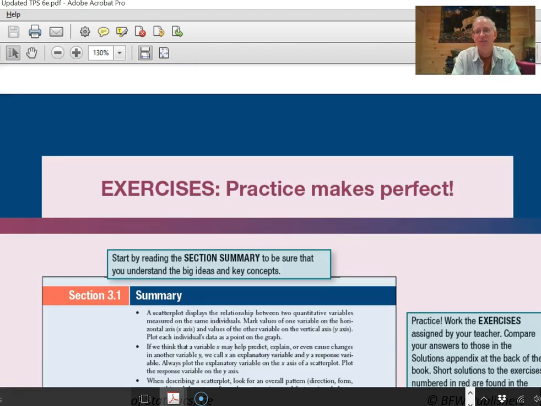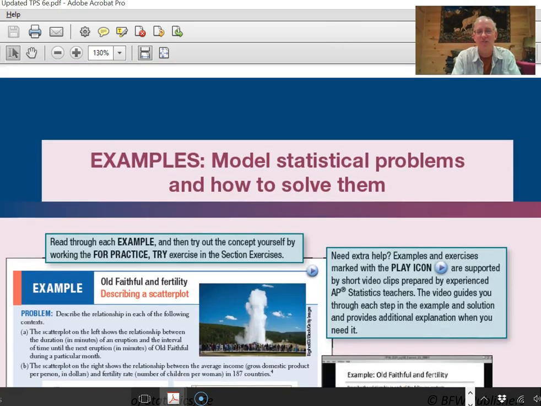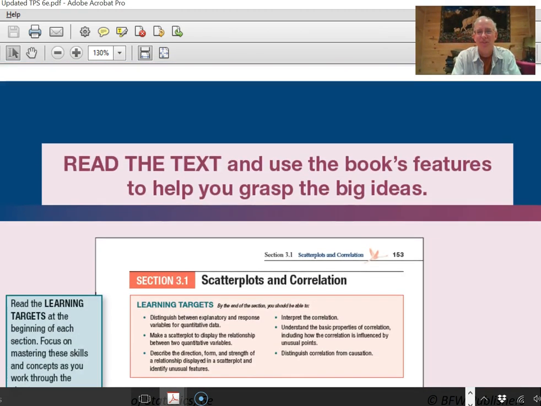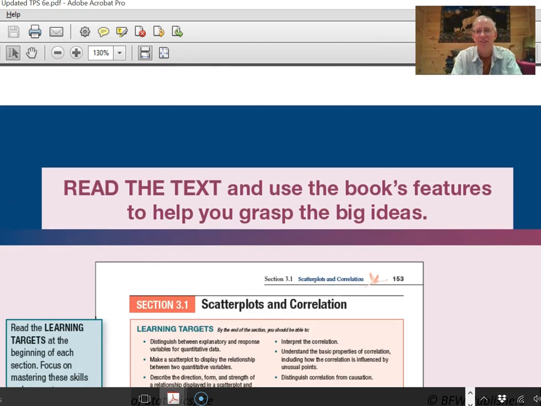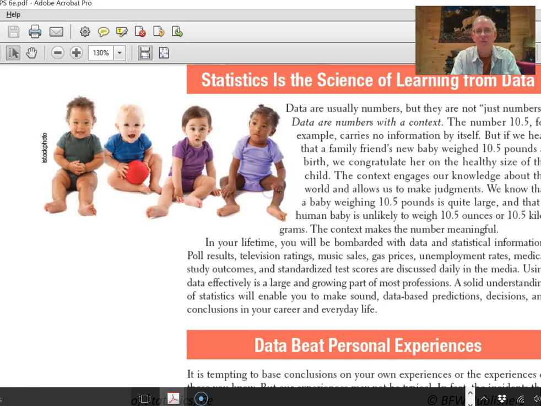Of course, practice makes permanent, so there are plenty of exercises, but we have lots of notes for the students in the margins here in terms of our features, how the examples are structured, and the fact that there are tutorial videos that go with them, the activities and other opportunities for learning statistics by doing statistics, and the importance of reading the text to help them grasp the big ideas. And finally, we have an overview that students can read entitled What is Statistics? This is a great first night's assignment to get them hooked on the types of studies that you'll be discussing during the class.